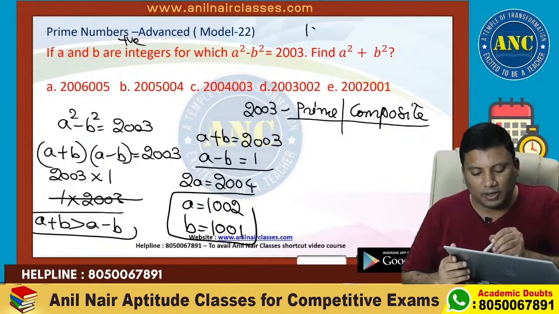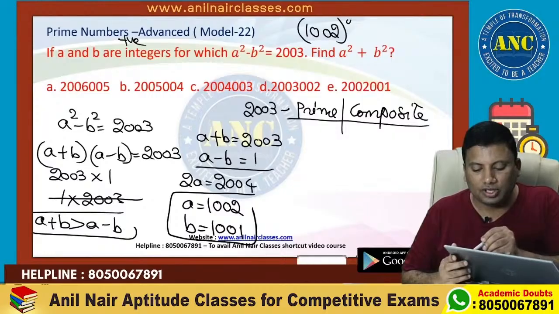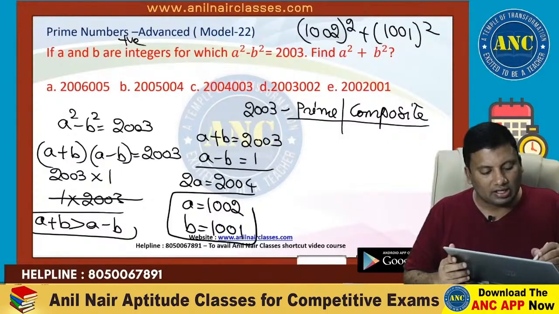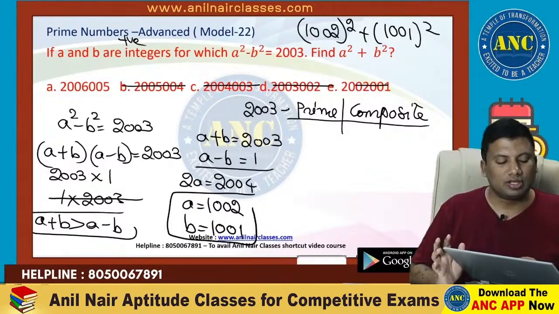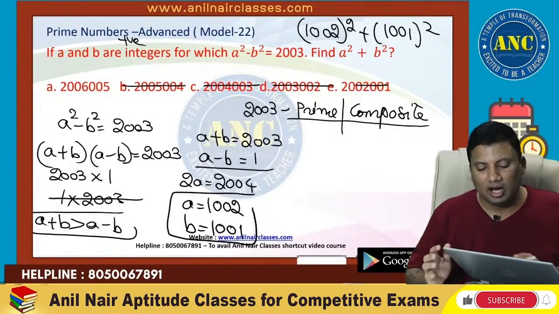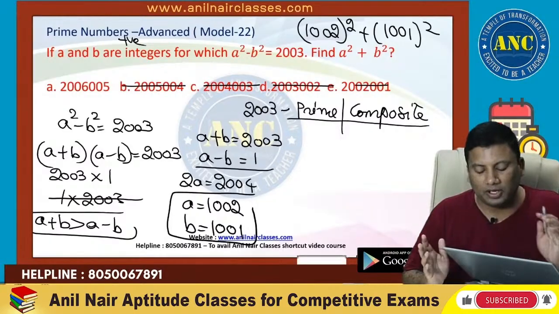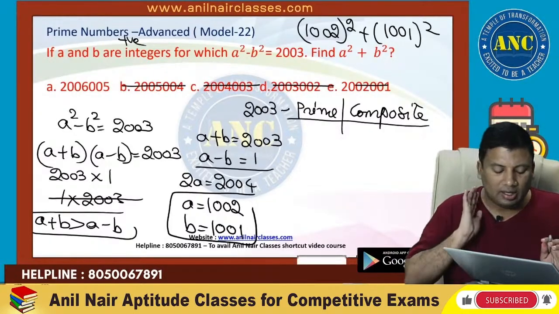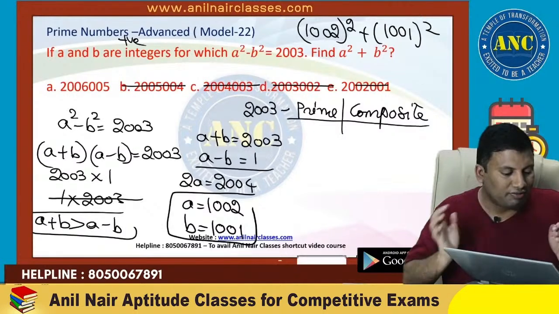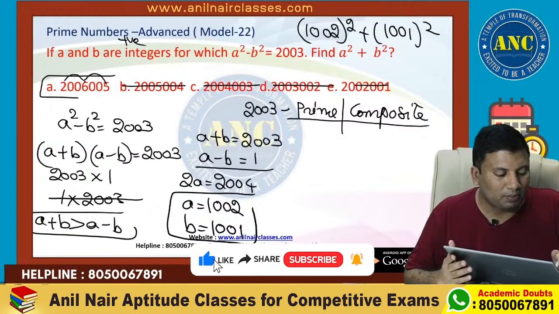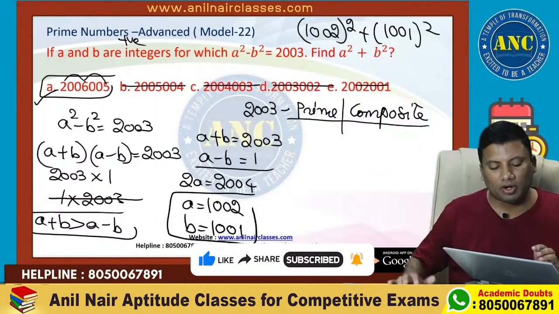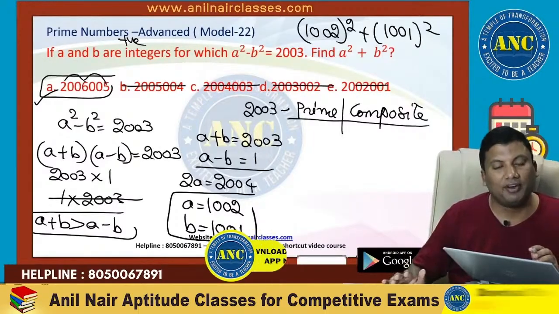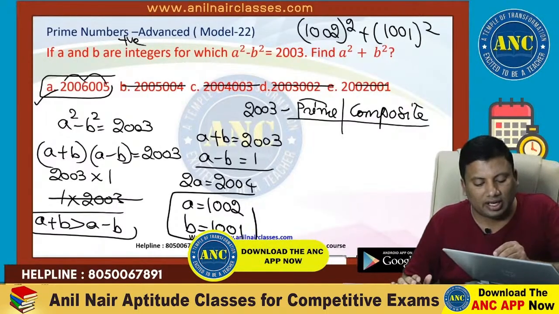Now A square plus B square is 1002 square plus 1001 square. The unit digit is 4 plus 1, 5, so the answer's unit digit should be 5 and the other options are eliminated. Or you can use a digital sum: 1 plus 2 is 3, 3 square is 9; 9 plus 4 is 13, 1 plus 3 is 4; 8 plus 5 is 13, 1 plus 3 is 4. Answer is option A. If it were a composite number, I would have got some other answer. There is no option like A and B or none of these, so I went ahead with prime number.